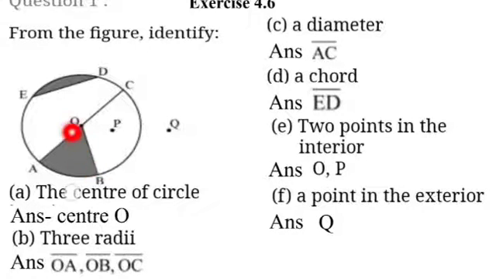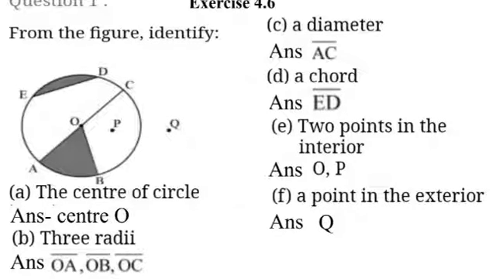Now look at OB. This is also a segment, but both endpoints are not on the circle. One is actually at the center of the circle and the other point is on the circle. This is not a chord, this is just a segment in the circle, because a chord has both the end points on the circle. And since it touches the center, it is called a radius of the circle.